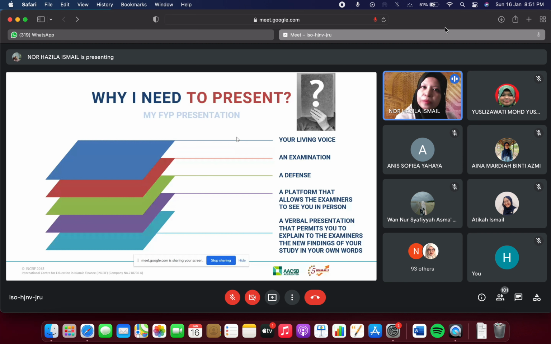On top of that, it's a defense. Not everybody will agree with you, so this is the time for you to defend. Because if you only submit and don't present, the person reading it may disagree, and there is no platform for you to defend your work. So this session, the FYP presentation, becomes a defense session on your part. On the part of the examiner, they would like to see you and test how deeply you understand what you did. Itu sahaja sebenarnya, especially for FYP presentation, you bukannya viva PhD.